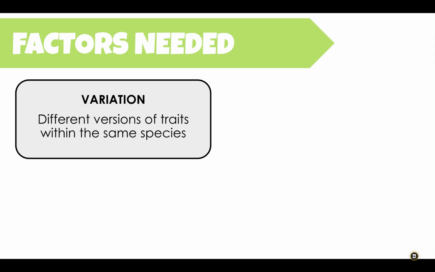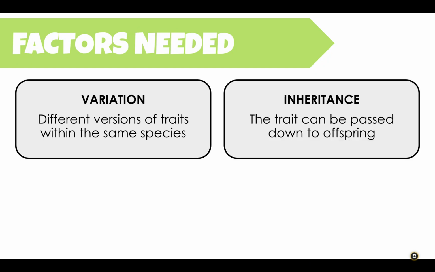Now, in order to have natural selection occur, in order for this survival of the fittest to play out, we need some things in that particular population of organisms. The first thing we need is some variation. If all the traits are identical, there's not going to be some trait that gives you an advantage. So we need different versions of the same trait in the same species. In that example, there were mice that have different versions of the trait for fur color. There were light mice and dark mice.